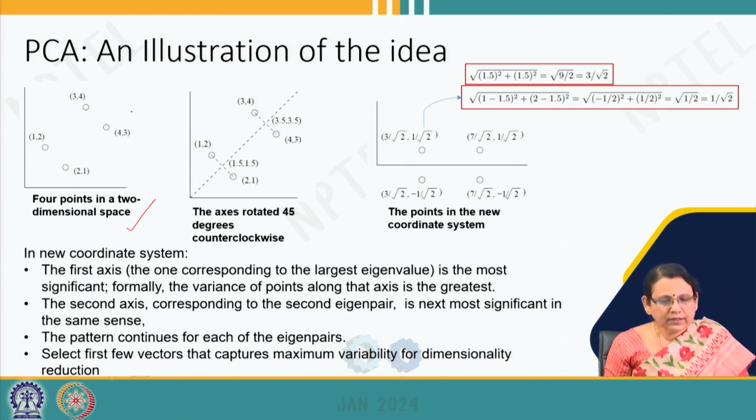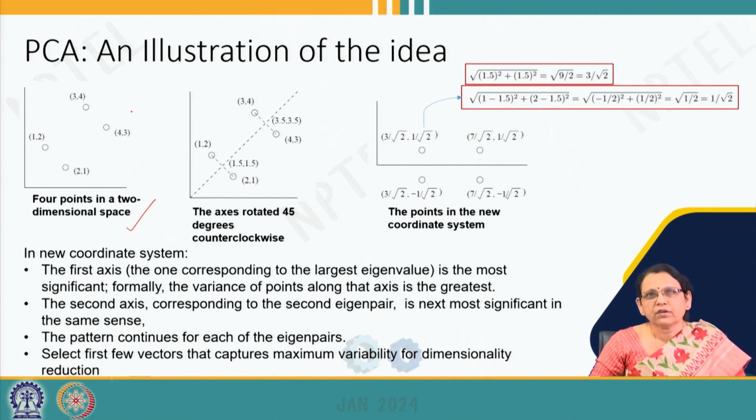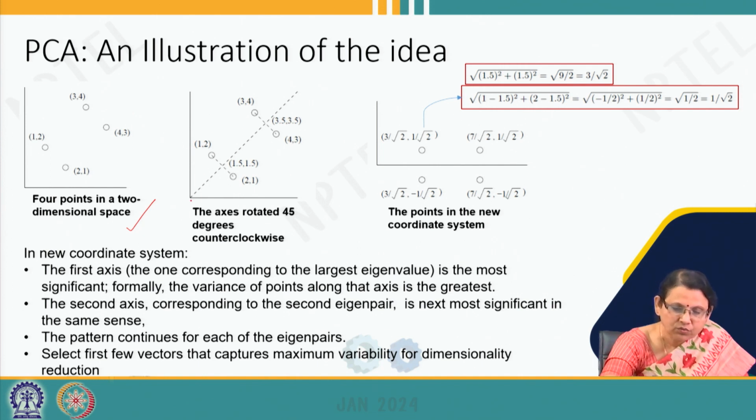Now, what is our aim? Our aim is to discover a new coordinate system, so that in this new coordinate system, the new axes, maximum variability can be captured in the first few components. So, now look at this. Suppose we consider this axis rotated by 45 degrees, and this is our new axis. Okay. So, now in this new space, these are the 4 points again.